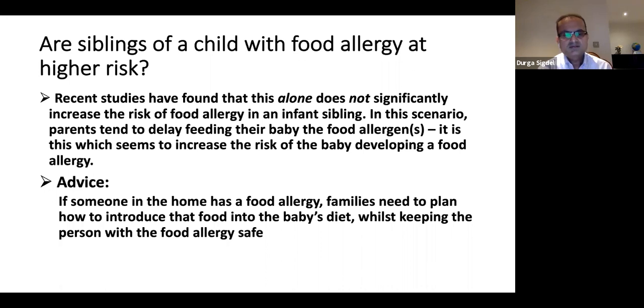So the current advice is, if the sibling has a food allergy, we don't take special precautions. What we advise families is to introduce food early in their diet, as we advise for other children. But the important thing is the family needs to make a plan for how to introduce that food into the child's diet, because if a child in the family has peanut allergy, that family may be a nuts-free family, so they may not buy peanut in the house. In that case, the family needs to make a plan to introduce the peanut to the other child, keeping away the child who is allergic to peanut. So they need to plan. But the advice is you can introduce these foods early.